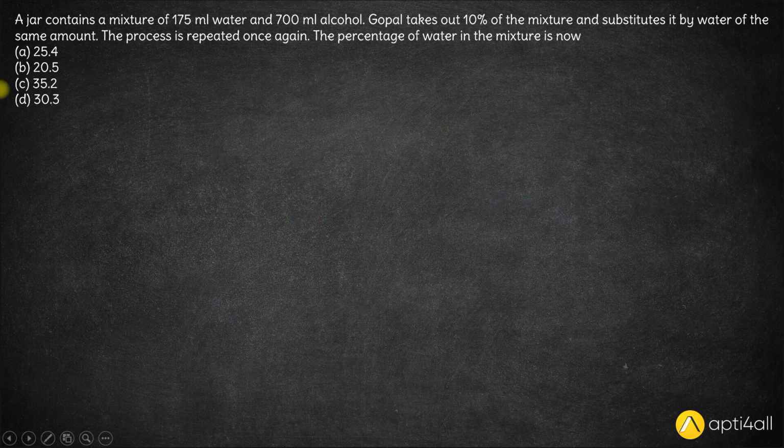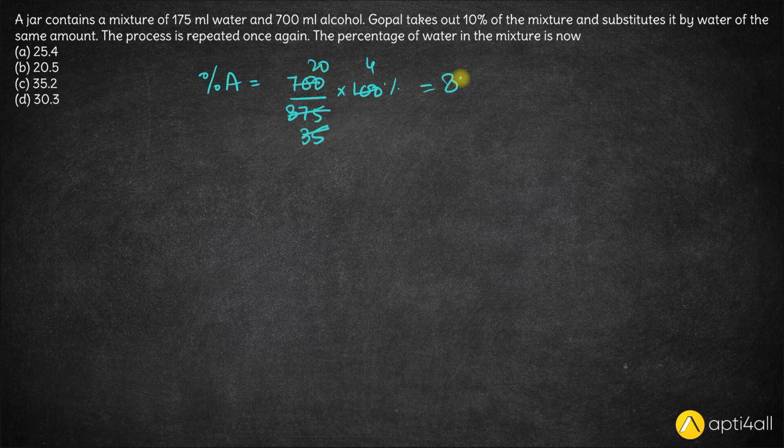One more way of doing the same question is, let's calculate the concentration of alcohol initially. Alcohol is 700 ml out of total 875. Right? So initially concentration of alcohol will be, this goes by 25, 4 times, this goes by 25, 35 times, 700 by 35 is 20, 20 into 4 is 80%. Initial concentration of alcohol is 80%, right?